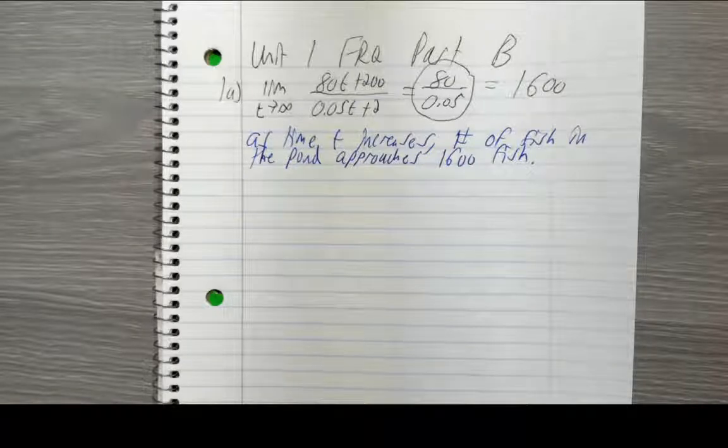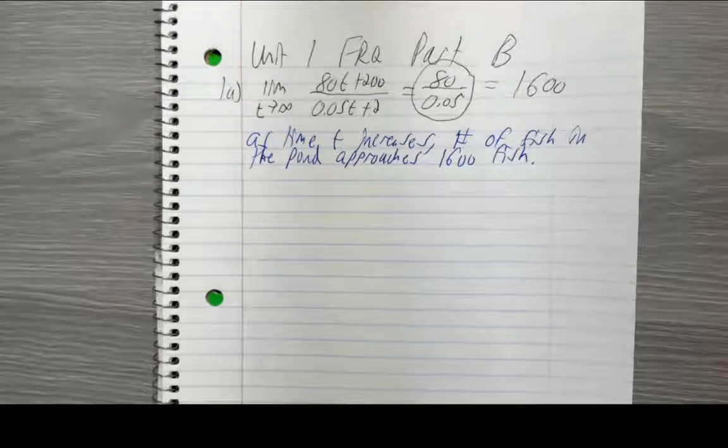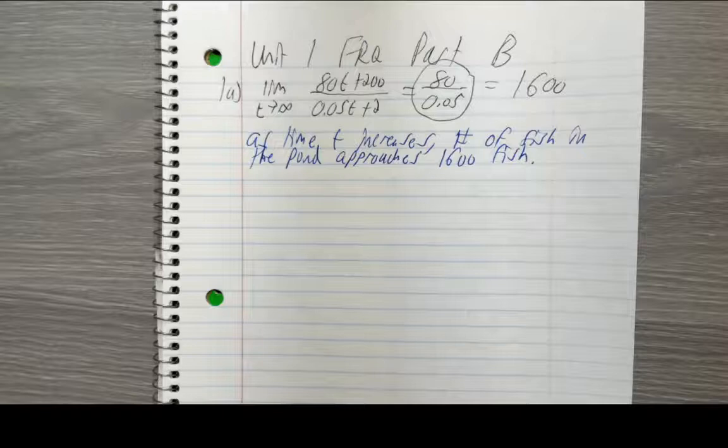Just like a restaurant, right? Maximum occupancy. Can't have any more. There's a fire hazard. I don't think there's going to be a fire hazard in a pond. You guys can do the physics on that, but chemistry, I guess, really. But that's your answer. 1,600.